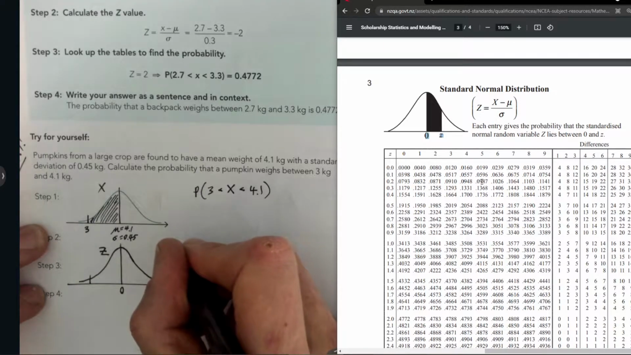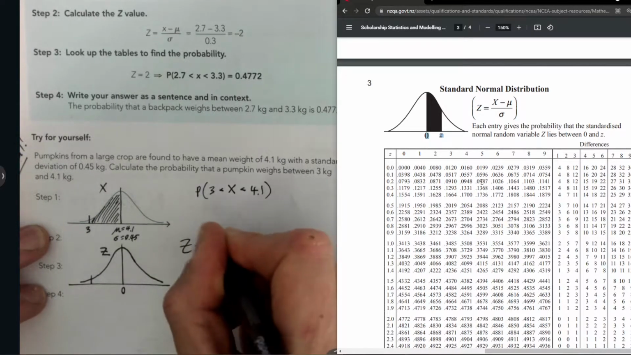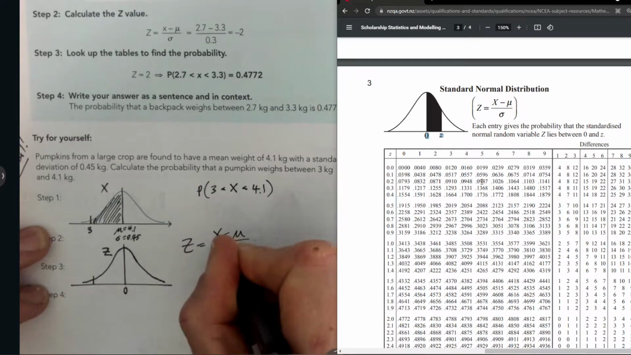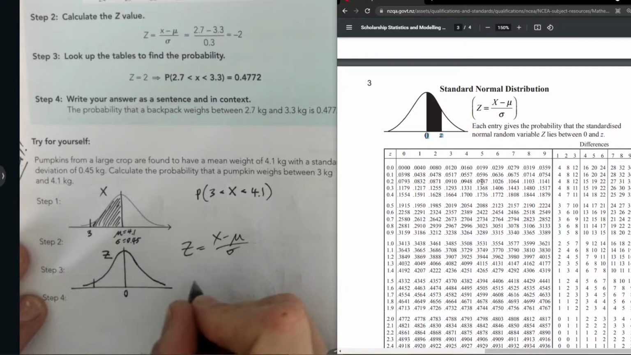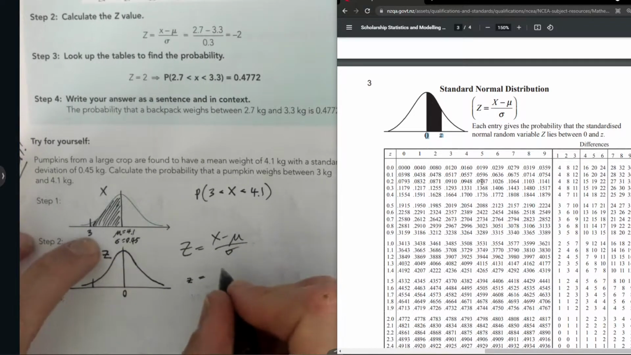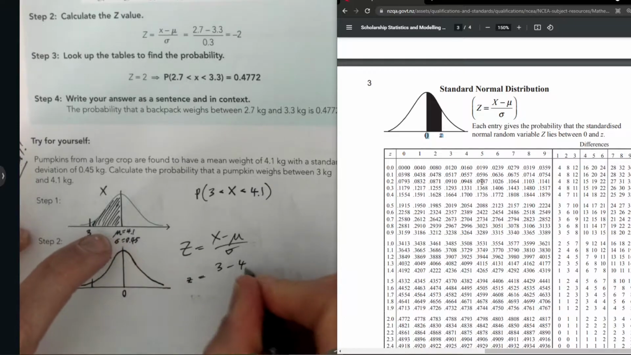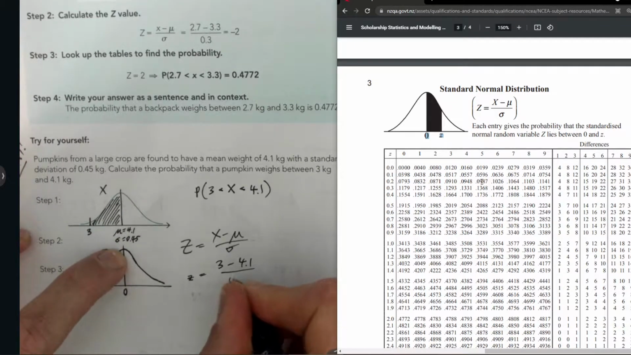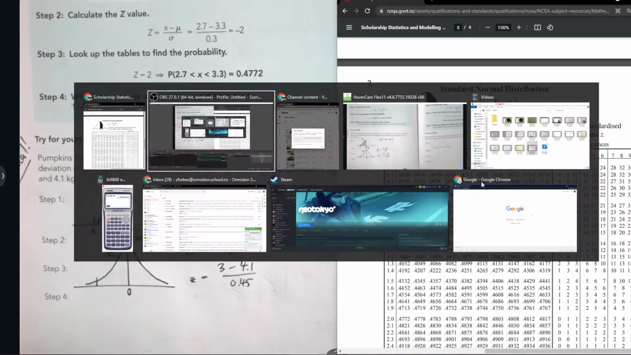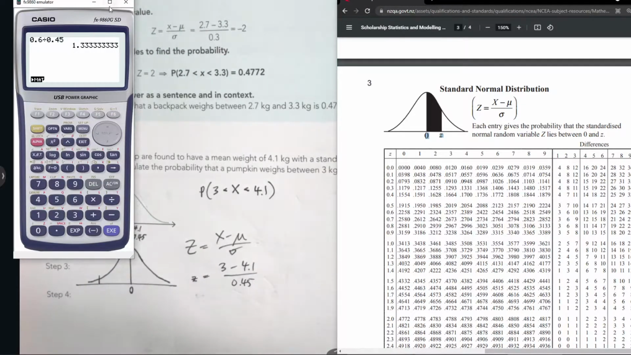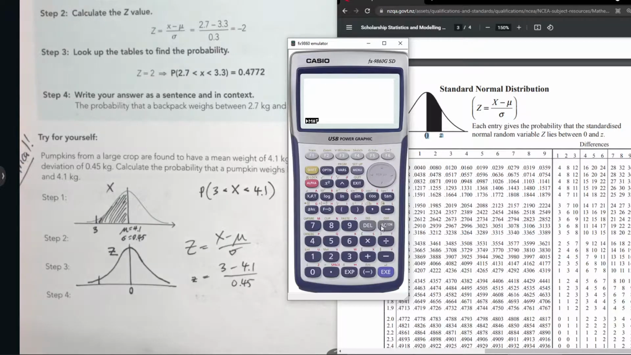We're doing Z equals x minus mu over the standard deviation. So our little z is going to be x, which is 3, minus our mean, which is 4.1, over 0.45, which is our standard deviation. Let's get our calculator up. I was explaining last lesson that we need to use our calculators as often as possible so we make fewer mistakes. 3 minus 4.1, of course, that's 1.1. It's so obvious, why would we use a calculator? Because sometimes the calculator is smarter than humans, because the calculator doesn't make little brain errors.